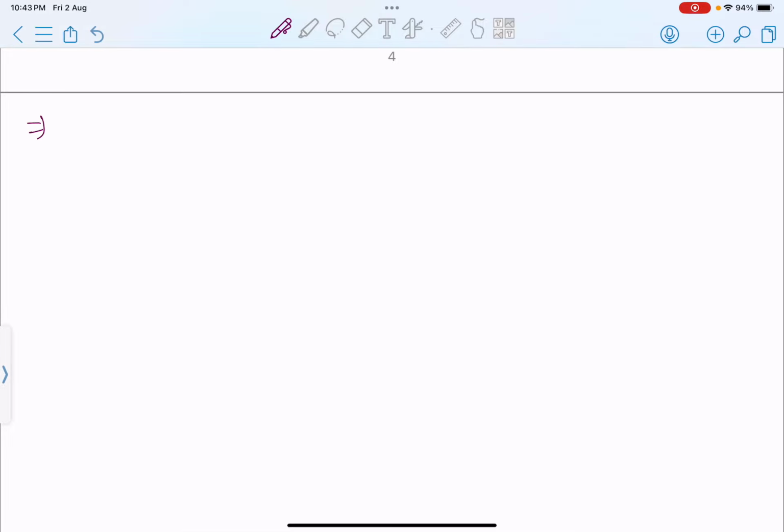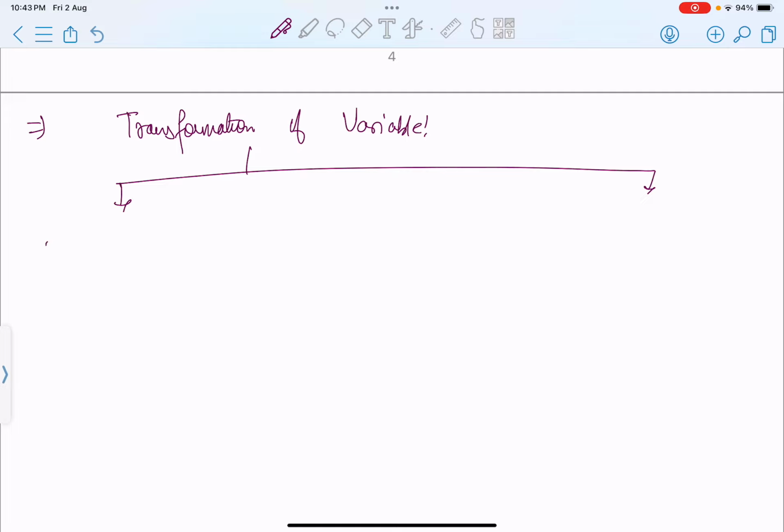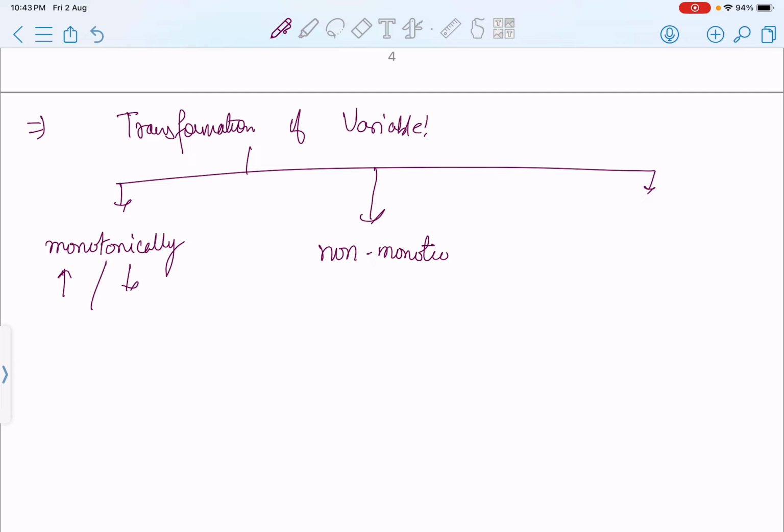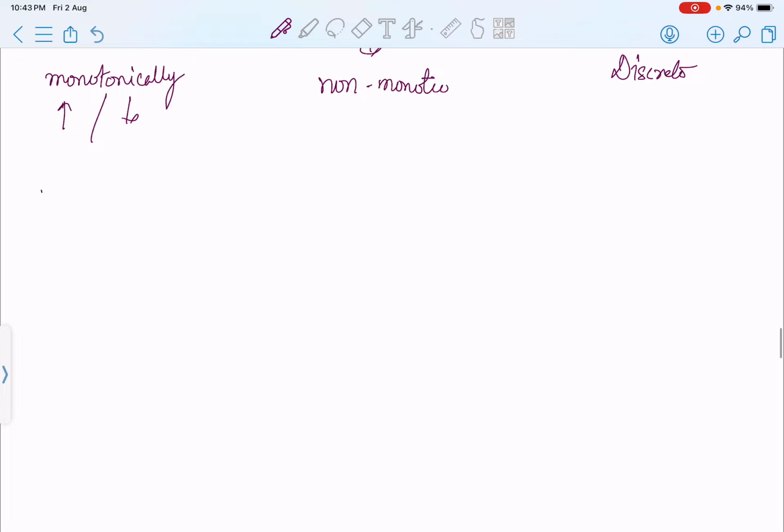Okay, let's talk about transformation of random variables. Here we have distributed in three categories actually. First is monotonically increasing or decreasing. Second thing is non-monotonic, but they should be continuous. And third is discrete. Okay, so let's move one by one.